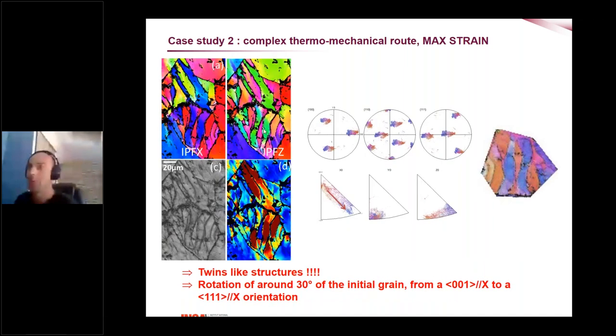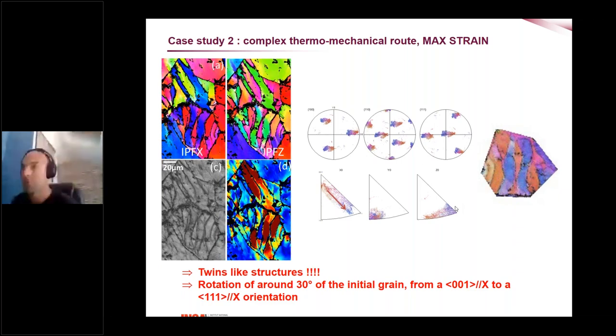And I guess for some people who know a little bit about steel, it should remind you of some things. This is a kind of twin-like structure. And you can see here that in aluminum alloys, which are not really famous for making twins, I mean, you can do some twins, but it's really rare and in very specific conditions. In that case, with this very high deformation that you will apply, you may have some, let's say, twin-like structure. So here, this is a rotation of around 30 degrees of initial grains, as you're going from 110 to 111 orientations, as you can see here on that sheet.